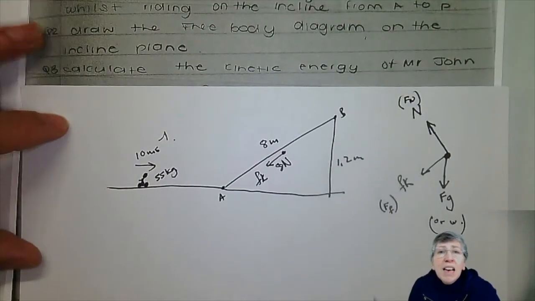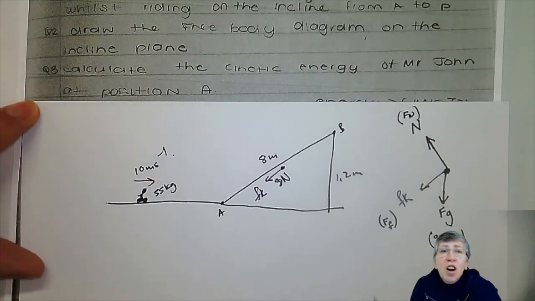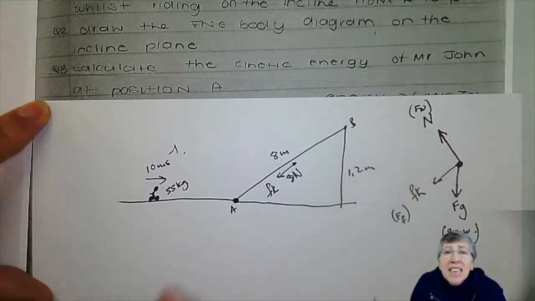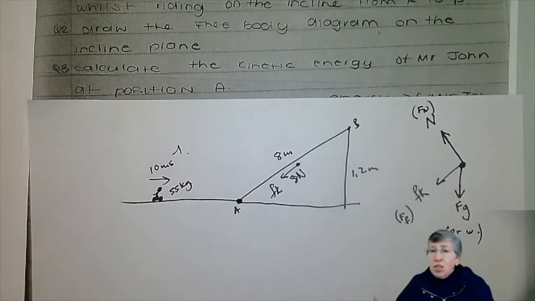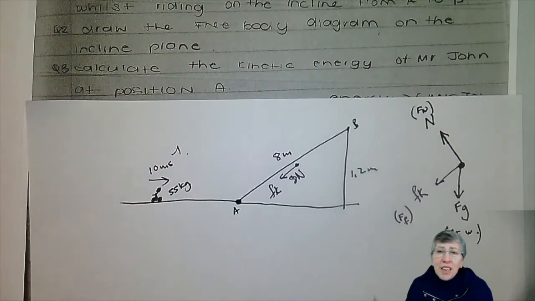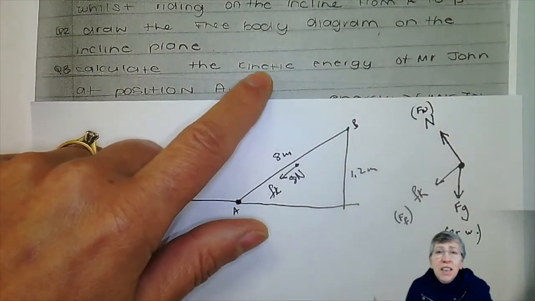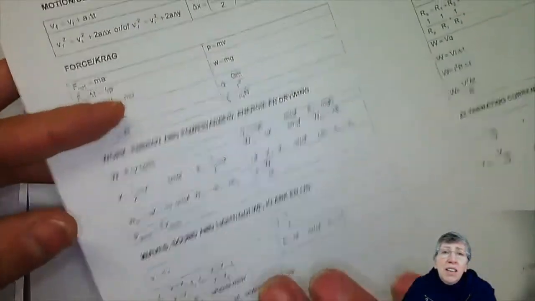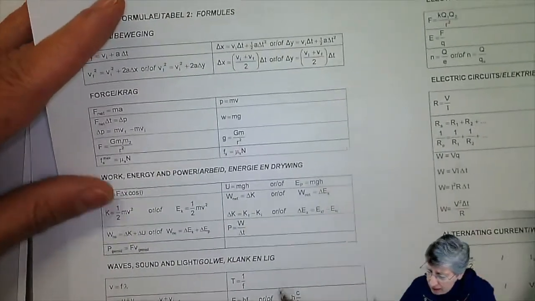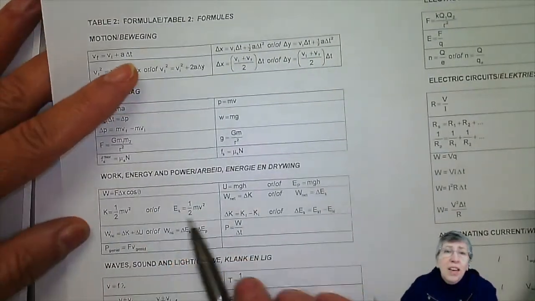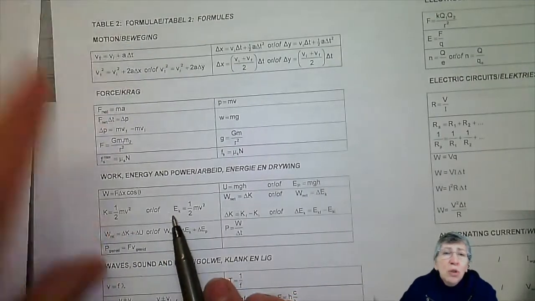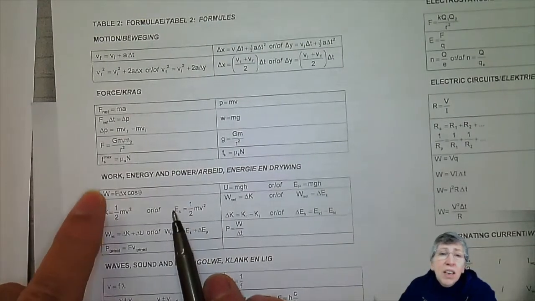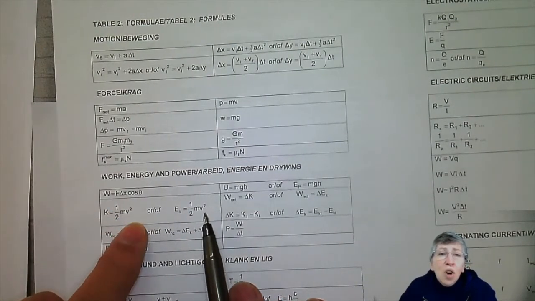Next up, calculate the kinetic energy of Mr. John at position A. So over here, we are asked to calculate the kinetic energy. Now, don't start off by trying the most difficult things first. If they just ask kinetic energy, I'm first going to see, can't I just do a plain calculation? So I go to my table of information, and there you have it for kinetic energy. And once again, can you see there's two different symbols that are both accepted? You can use either one. So that's just half mv squared.